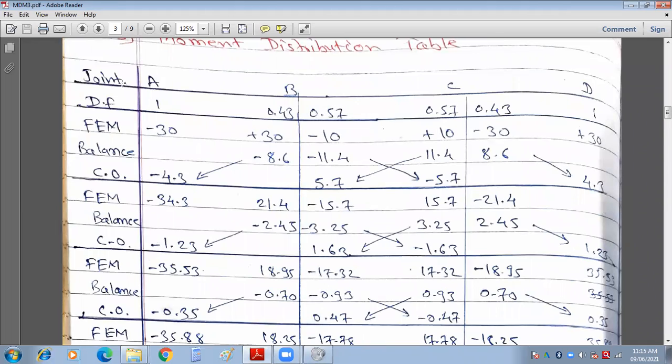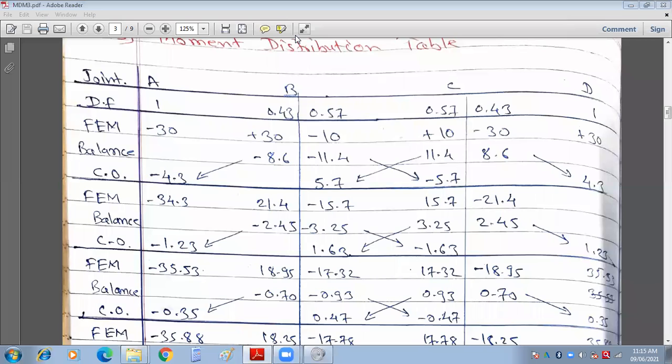Very first of all, we have to write down the joints A, B, C, D and the respective distribution factors that we have calculated in step number 1: 0.43, 0.57, 0.57, 0.43. Write down the fixed end moments that we have calculated: minus 30, plus 30, minus 10, plus 10, minus 30, plus 30. Now how to redistribute this moment?